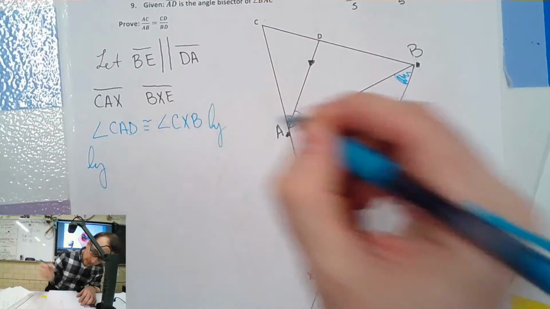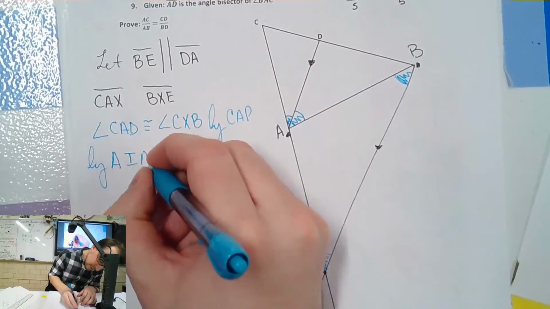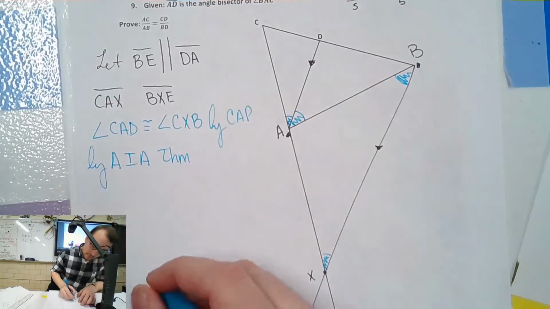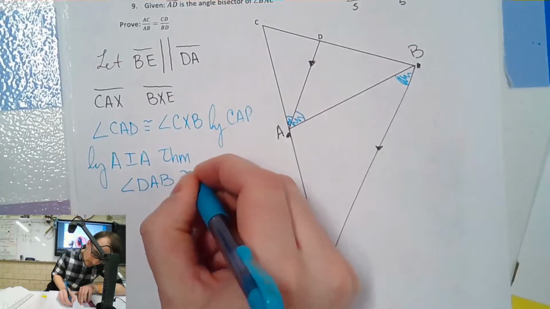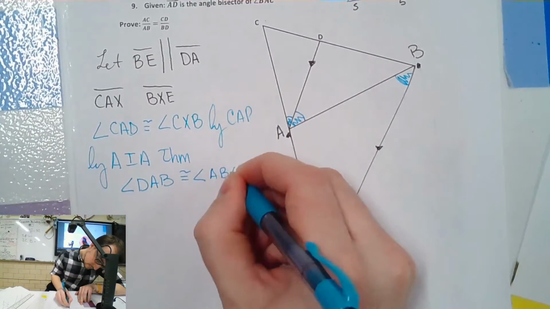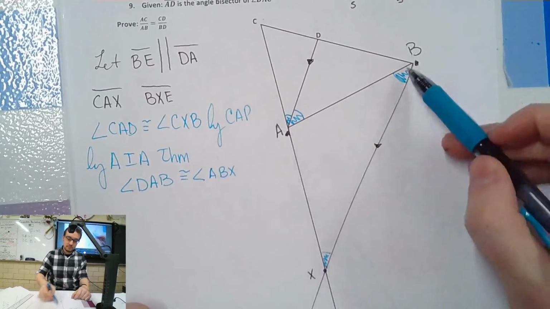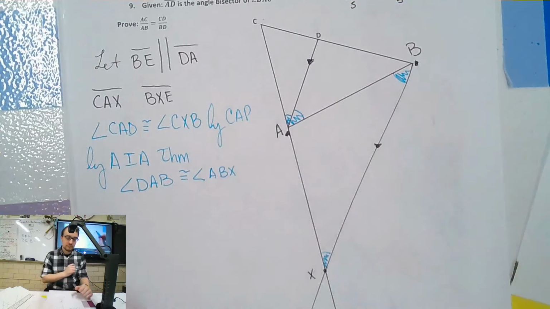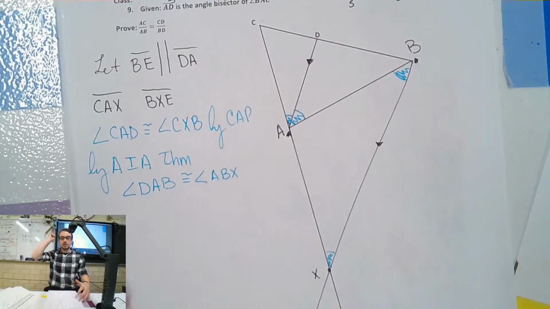And this was by CAP, right? By alternate interior angles theorem, angle DAB is congruent to angle ABX. Wait, what's that? Like a theorem thing? Alternate interior angles. Okay. Right? Good question, Jenna. All right.